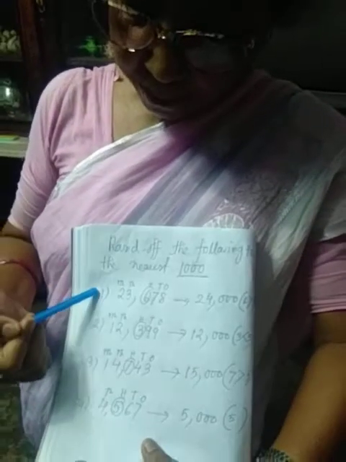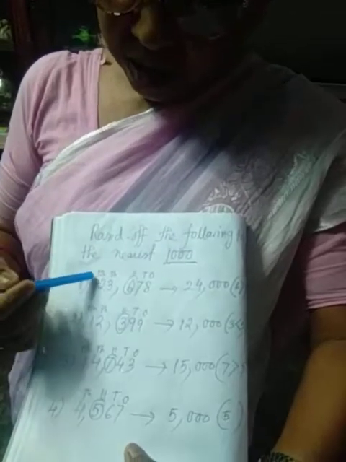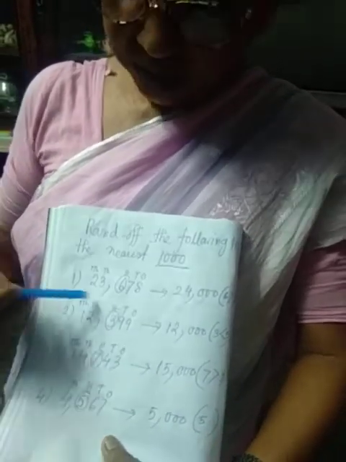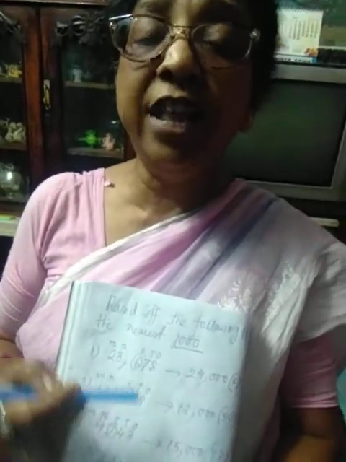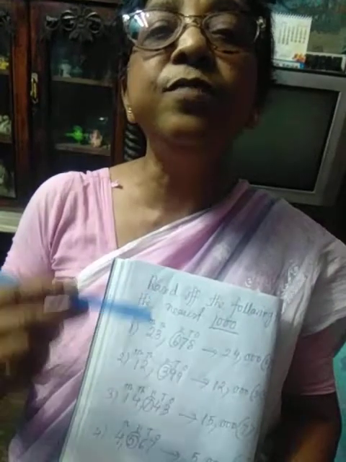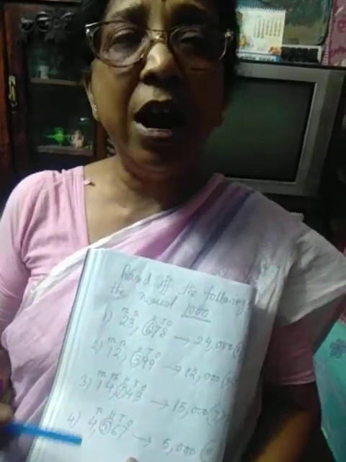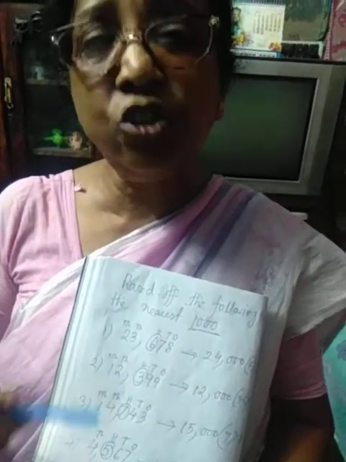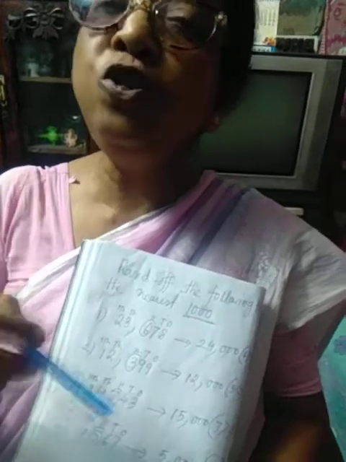Round off the following numbers to the nearest 1000. 23,678. If we say round off to the nearest 1000, then first of all we have to notice the 100 place number. If the 100 place number is 5 or more than 5, we add 1 to the 1000 place number. And if it is less than 5, the 1000 place number is unchanged, and after it we put 0 according to the digits.